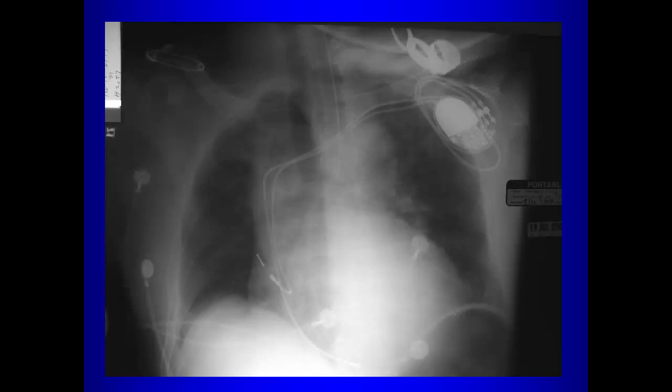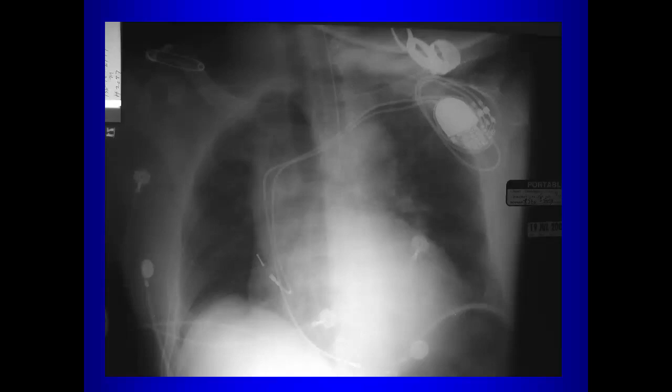So if you learn nothing else, learn this: you want to check the placements of lines and tubes first on a chest radiograph before you check anything else, okay? So if we look at our lines and tubes, what do we notice?